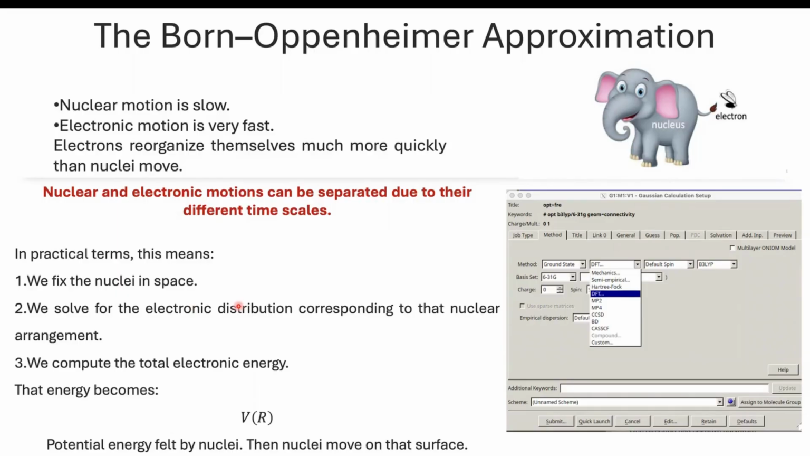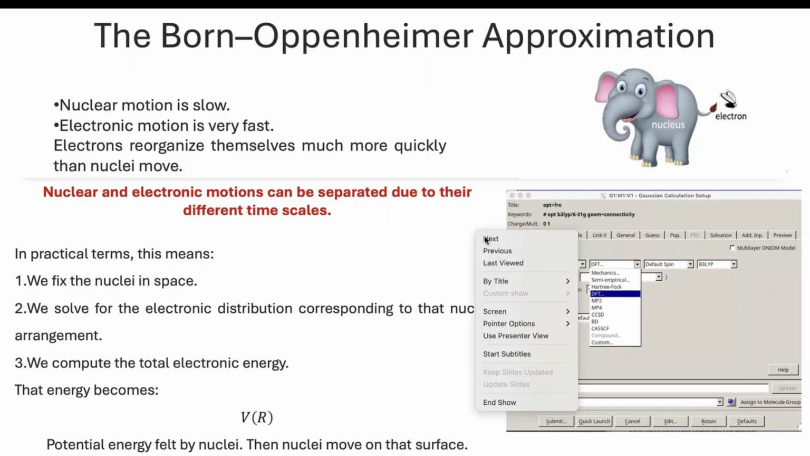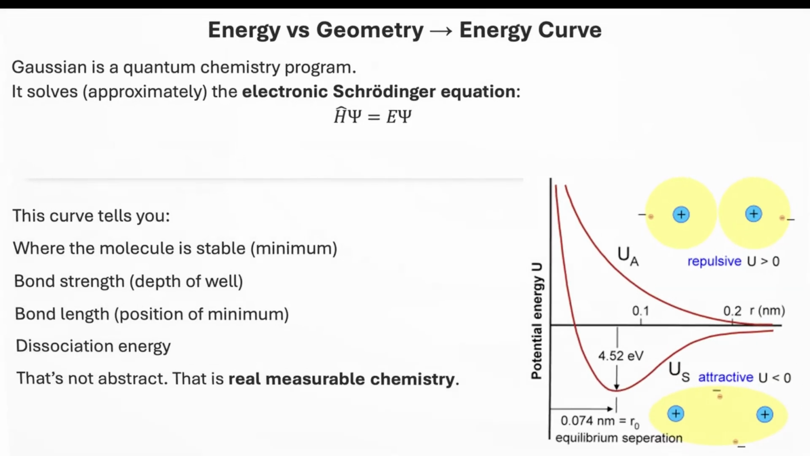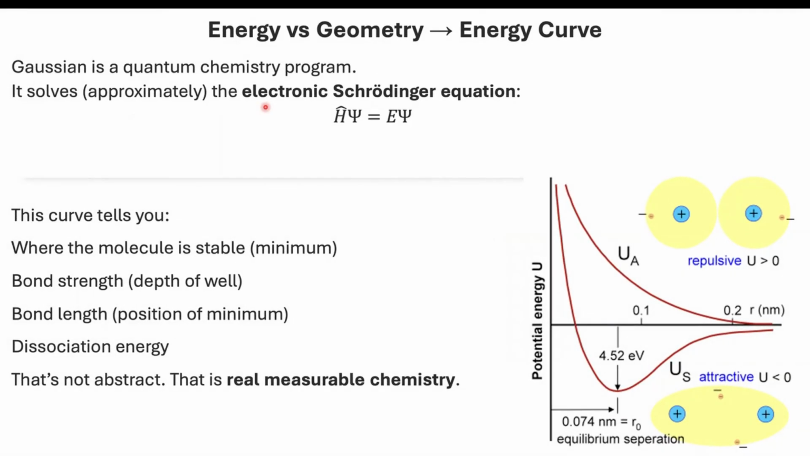In a Gaussian calculation, we must specify the positions of the nuclei, the number of electrons by charge, and the multiplicity. Gaussian computes the energy using the chosen method like Hartree-Fock, DFT, MP2, MP4, details of which depend on the level of theory selected. Gaussian is a quantum chemistry program. It solves the electronic Schrödinger equation. For every arrangement of atoms in space, Gaussian computes the electronic energy of that geometry.